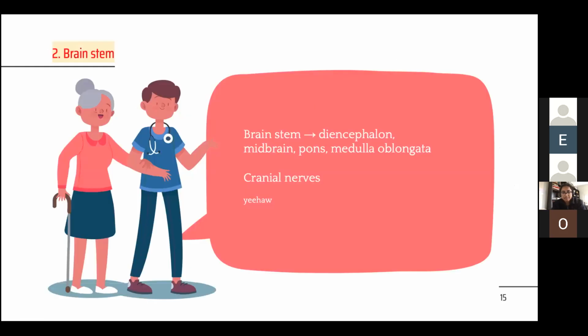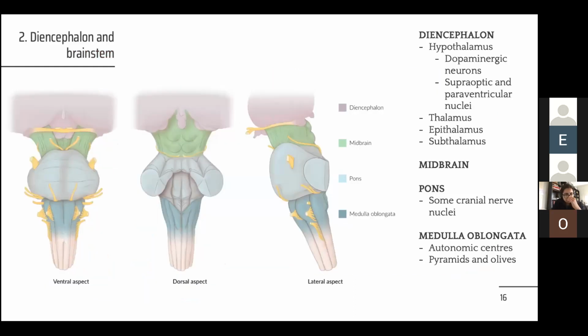Next up is your brainstem. We'll go through the brainstem, and there's a lot happening here, so I'll try to slow down a little, and we'll go through a little bit about the cranial nerves as well. In the brainstem, we have the diencephalon, which sits up here, the midbrain, the pons, and the medulla oblongata, and we'll go through each one of them one by one.